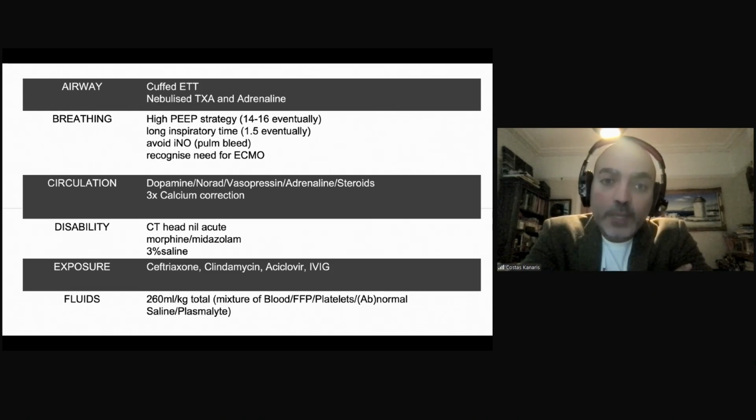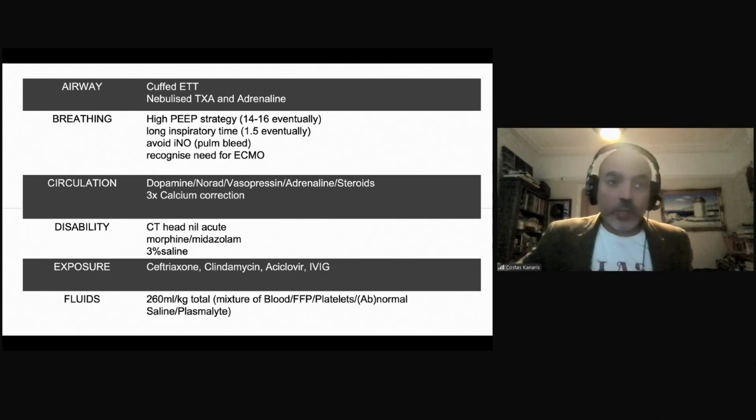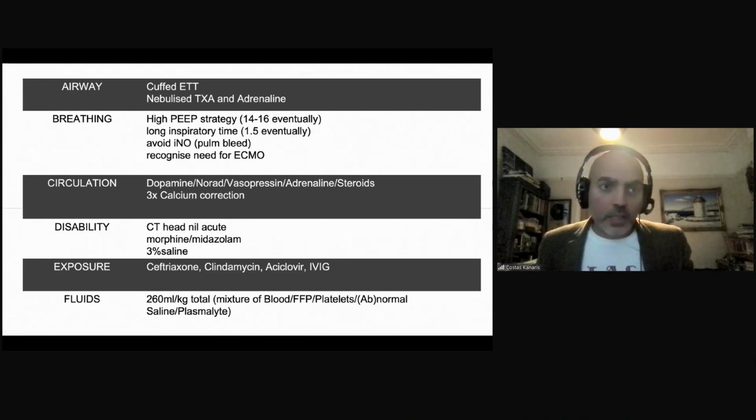We employed a high PEEP strategy with a long I time. We avoided nitric, and very importantly, recognized the need for ECMO. And I can guarantee you that if Chloe went to an ICU without ECMO, she was unlikely to survive staying there, and there was no need to expose her to more risk by moving her to a second PICU afterwards.